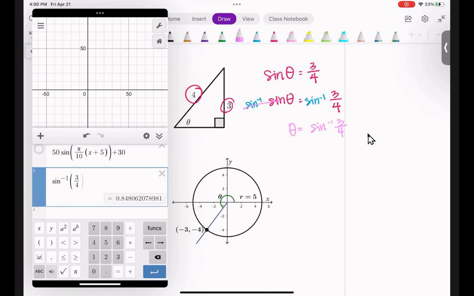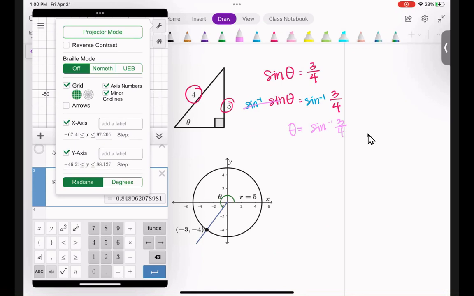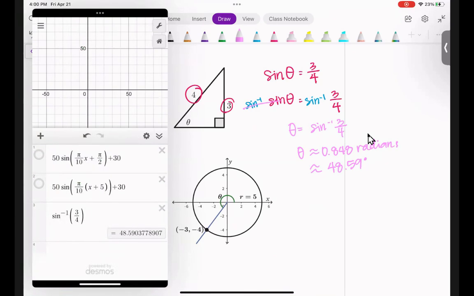Now, this answer is in radians. How do you know that? Because I didn't change it. So it's just going to be in radians. Now, if you want it in degrees, then you'd hit the degree button. Because I have this right there, I'm going to write that down so I don't lose this. So theta is about 0.848 radians. And then now I'm going to push the degree button, and it says 48.59 degrees. I know some of you are like, I don't like using decimals, so you'll probably go back to degrees for this. That's fine. So there you go, and that is our answer.